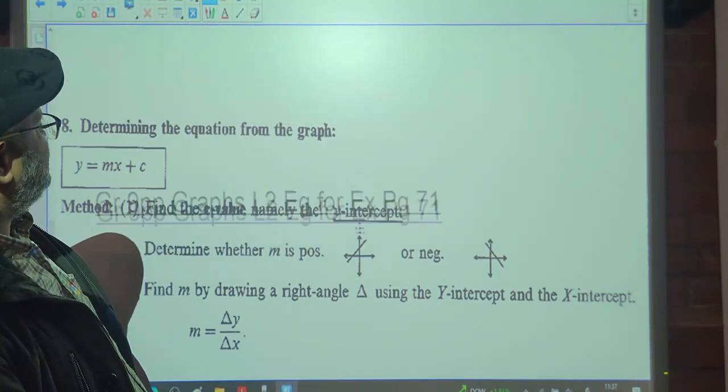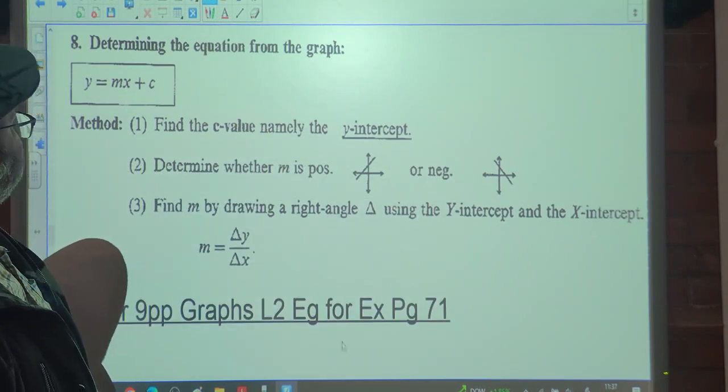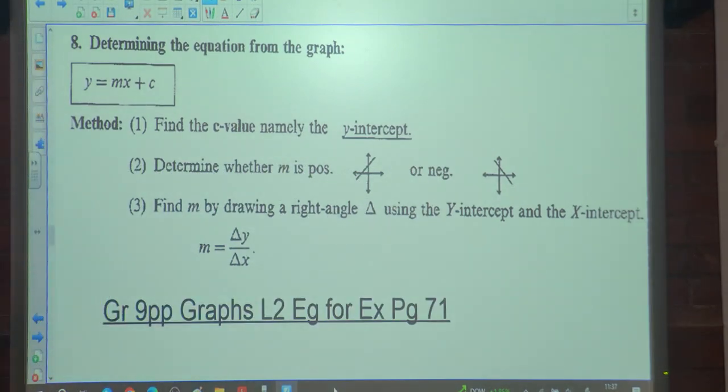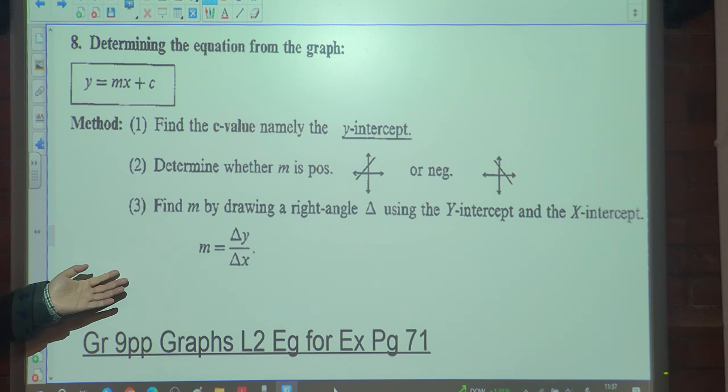So determining the equation from the graph. So we said y is equal to mx plus c. Method 1, find the c value, namely the y-intercept. Determine whether m is positive or negative. Find m by drawing the right angle triangle using y-intercept and x-intercept. This is another way of doing it. Okay? We just follow the way that I just done it. Why? Because that way works all the time.